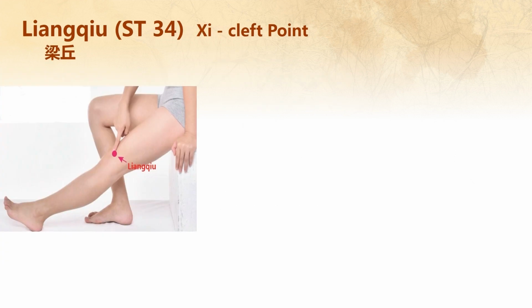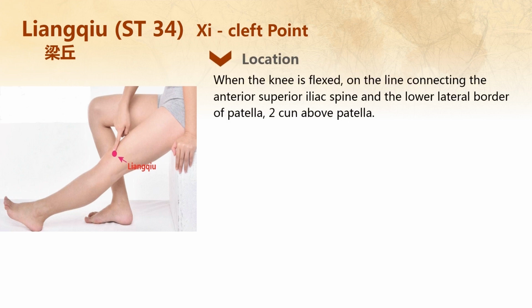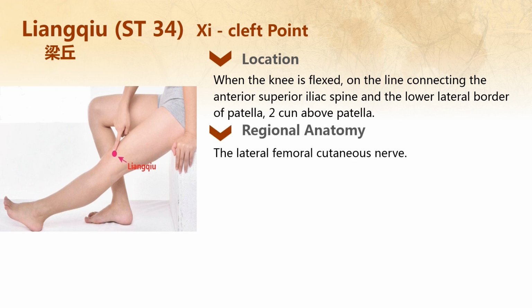Liangqiu, it is the xi-cleft point. Location, when the knee is flexed, on the line connecting the anterior superior iliac spine and the lower lateral border of the patella, 2 cun above the patella. Regional anatomy, the lateral femoral cutaneous nerve.